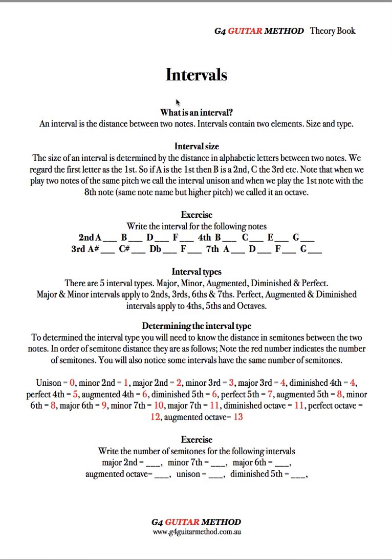So just to quickly wrap up, intervals are the distance between two notes. You have two conditions to consider, the size and the type. Always start with the size, and that tells you in alphabetic letters how many the distance between the two notes, and then work out how many semitones or frets on the guitar to determine what kind of interval it is, the type of interval.